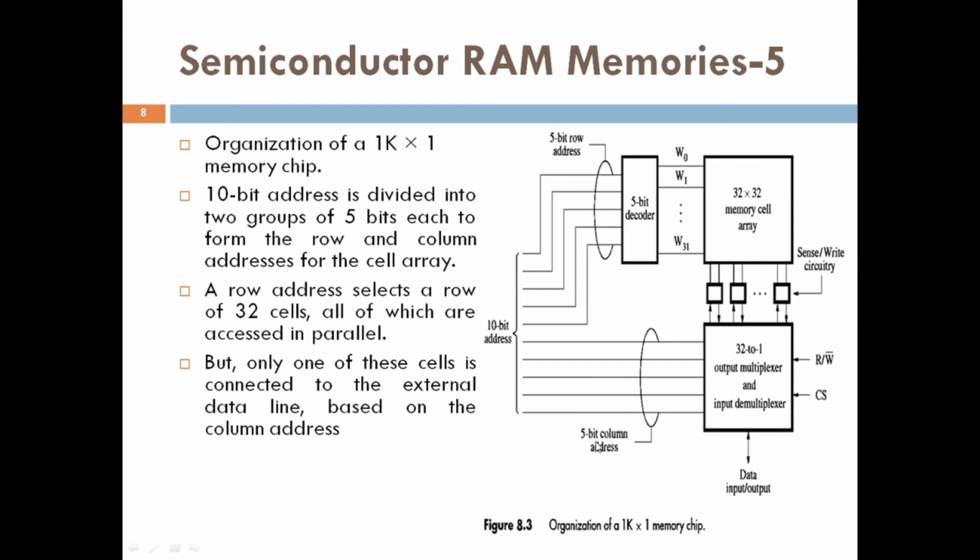So here you can see one more organization of a 1K by 1 memory chip. The required 10-bit address is divided into two groups of 5 bits each to form a row and column address for the cell array here. And a row address selects a row of 32 cells, all of which are accessed in parallel. However, according to the column address, only one of these cells is connected to the external data line by the output multiplexer and the input multiplexer.